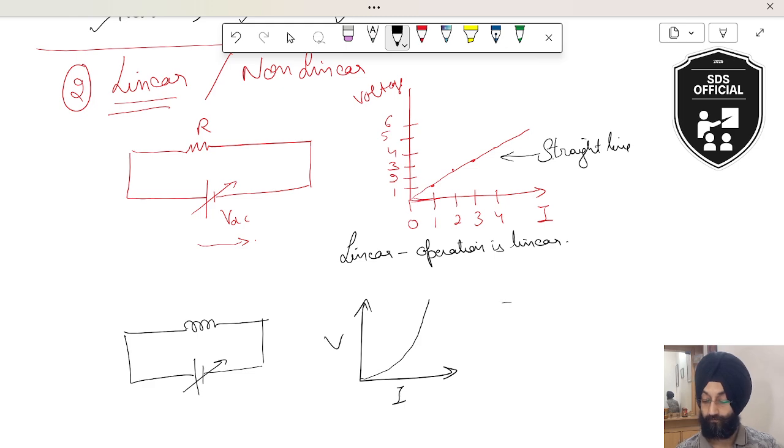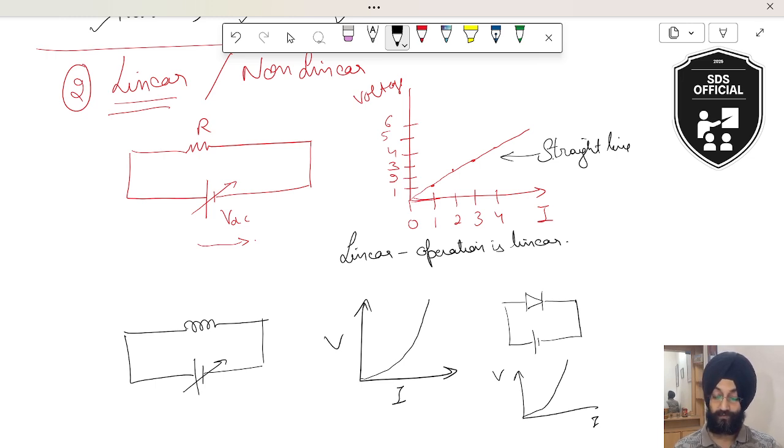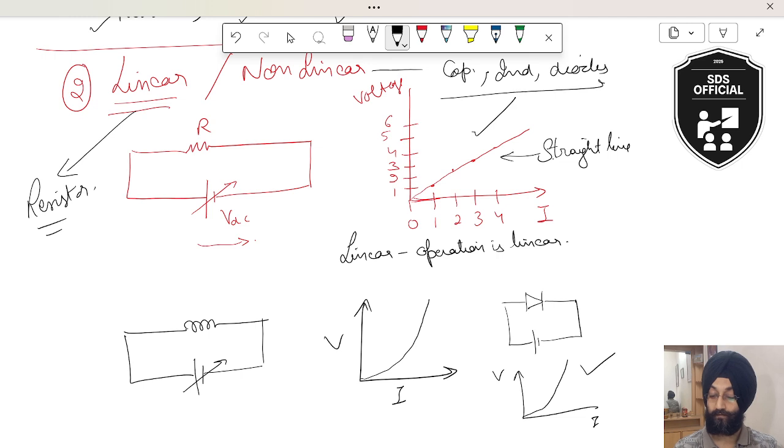Or in case we have connected a diode in a circuit and we have applied a voltage, and then if we plot the graph between V and I, the graph will not be linear. So this is the difference. These are the characteristics of linear devices, and these are the characteristics of non-linear devices or elements. The linear element which we commonly use is the resistor, and non-linear elements can be capacitors, inductors, diodes, transistors. All these are non-linear elements.